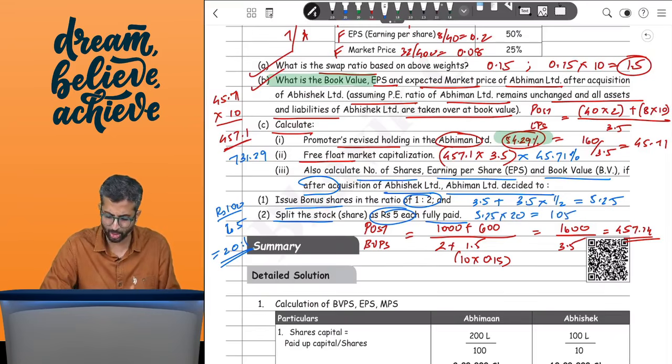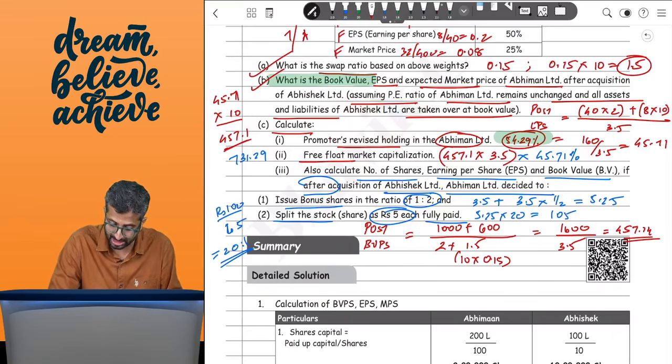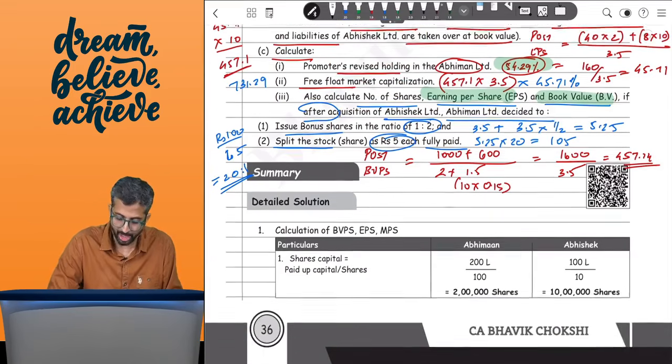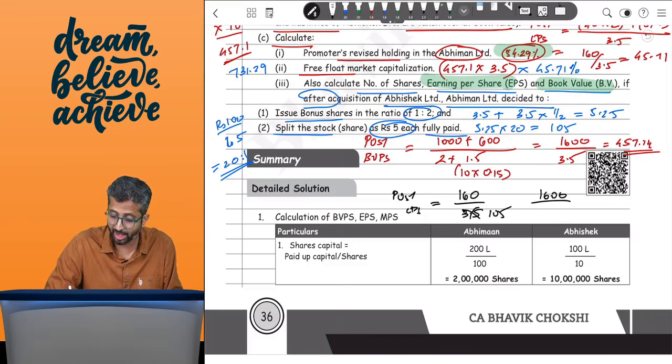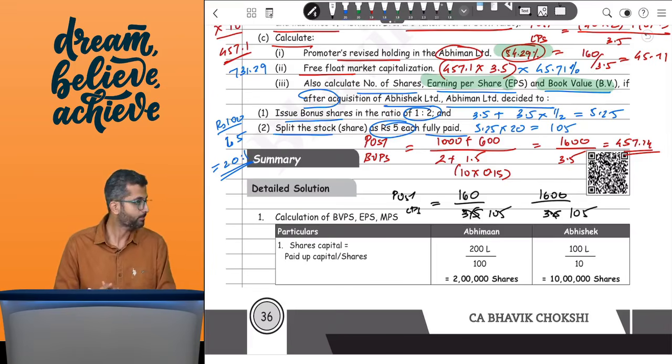So if I have to calculate my post merger EPS as it is asked in the question, and post merger book value, my earnings will remain the same. So my post merger EPS would still be total earnings of 80 and 80, that is 160, divided by, instead of 3.5, I will now have 105, and my book value per share will still be 1600, divided by, instead of 3.5, I will have 105, and that is about it.